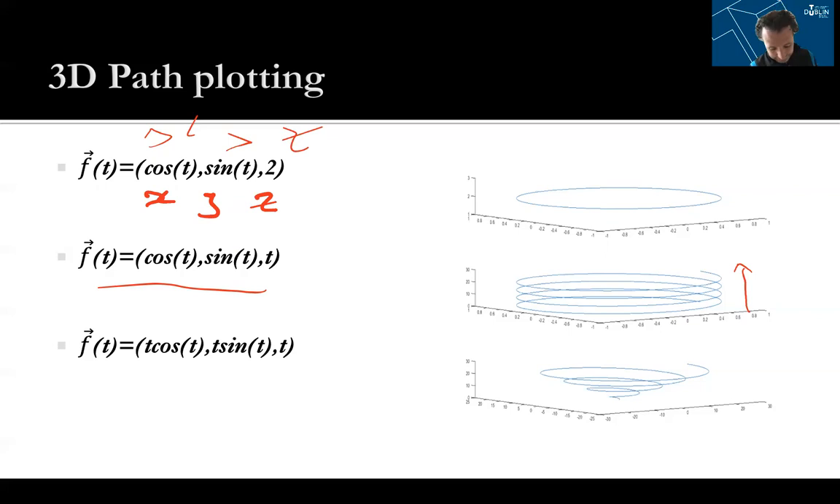And our last example, t cos t, as time gets larger, it expands out and spirals. But it's a function of t, so it goes up as well. So you spiral out. So you have a function like that.